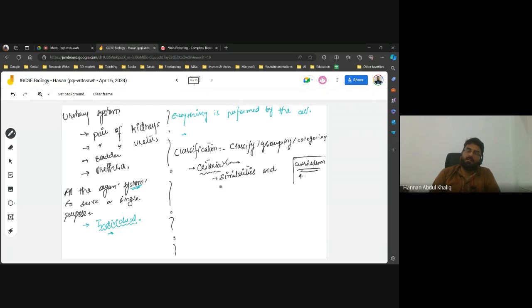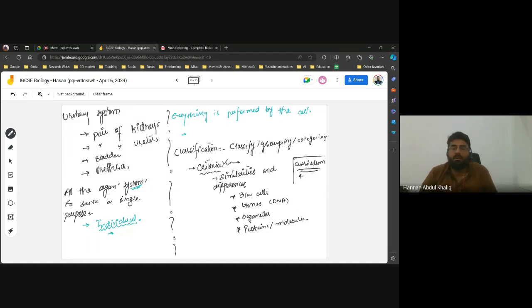Similarities and differences in what? Similarities and differences between cells, similarities and differences between the genes or DNA, similarities and differences between the possession of organelles, similarities and differences between the possession of different proteins or molecules. Some organisms contain a protein and some don't. Proteins or other molecules.